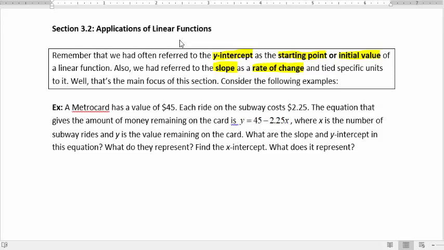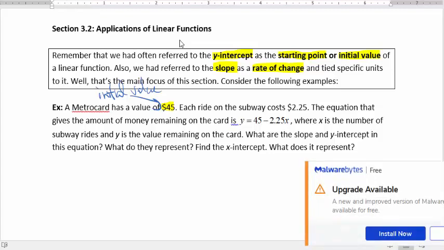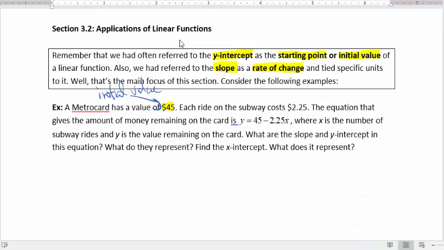So let's look at this first example. A Metro card has a value of $45. Right there, that gives you the initial value. Each ride on the subway costs $2.25. The equation that gives the amount of money remaining on the card is y equals 45 minus 2.25x, where x is the number of subway rides and y is the value remaining on the card. What are the slope and y-intercept in this equation, and what do they represent? And then find the x-intercept, and what does the x-intercept represent?